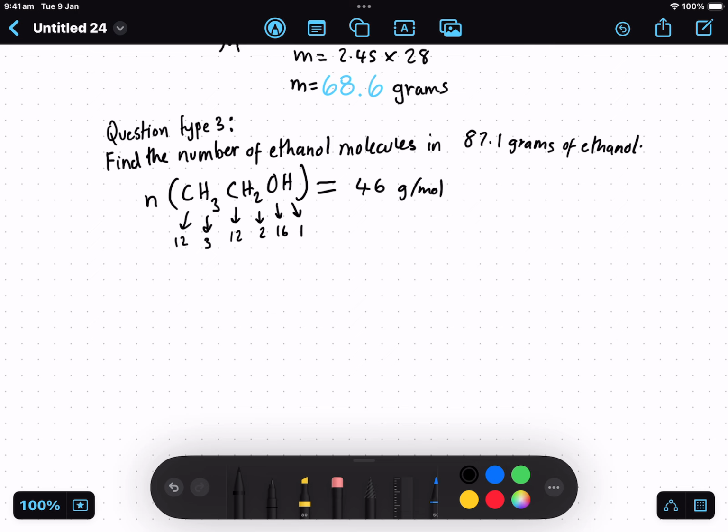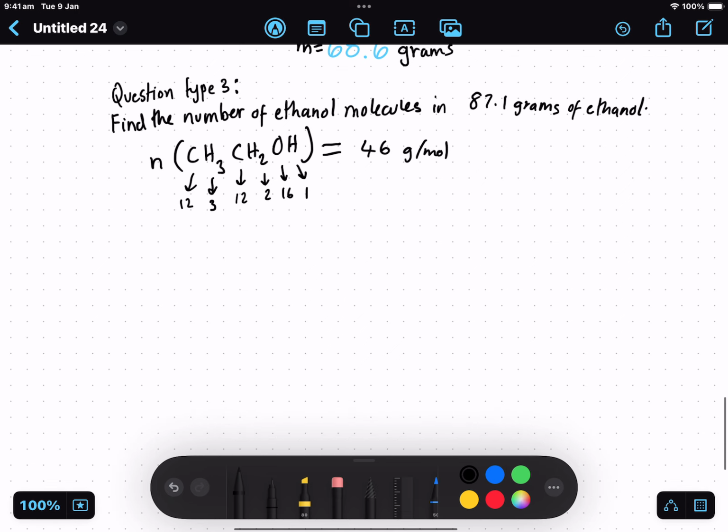Now we have to find n. We've got the equation n is equal to m over big M. We've got our mass, which is 87.1. So 87.1 divided by big M, which is 46. That should give us an answer of 1.8893 moles.